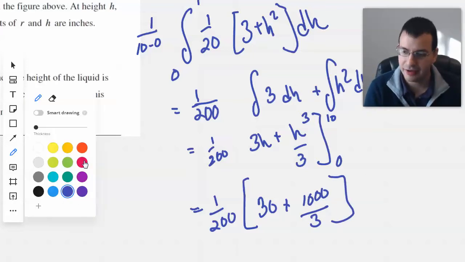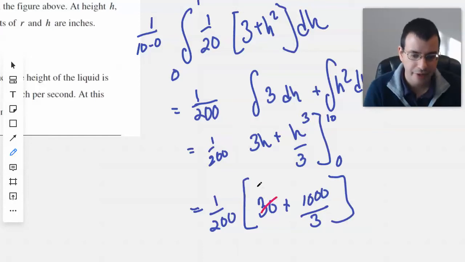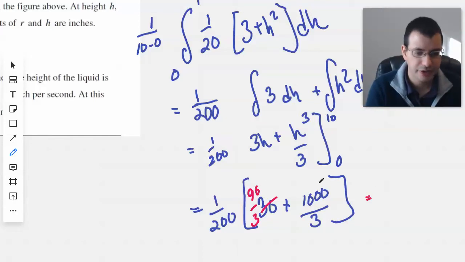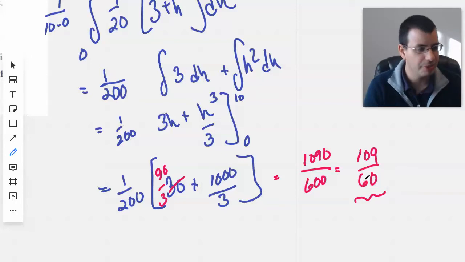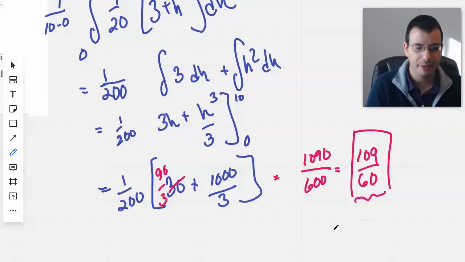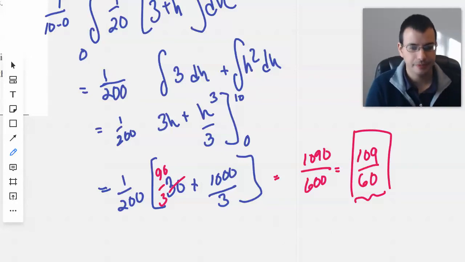Change colors to add emphasis. This will then become 90 over 3, which gives us 1090 over 600. And we could probably reduce that just a little bit to 109 over 60. You might be able to reduce that a little bit more, but I am happy with that. And then this will of course be inches.